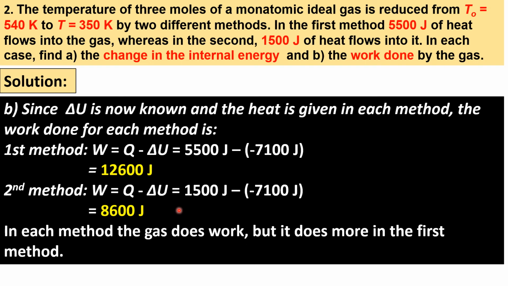More work is done in the first method, a lot bigger amount of joules compared to the second method. And that's precisely because of the amount of heat that was absorbed by the gas in each case. The big difference in the amount of heat absorbed by the gas explains why the amount of work that it does is also bigger, because the change in internal energy is the same for both methods. So we expect a much bigger amount of work done by the gas in the first method, where the amount of heat that it absorbed was a lot bigger than in the second method.